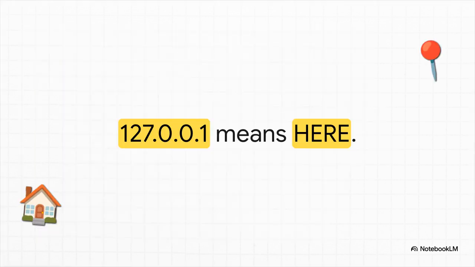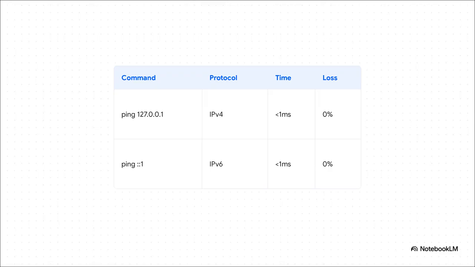Put simply, 127.0.0.1 just means here. It never even touches your physical network card to go out into the world. It's this beautiful, completely safe sandbox, which makes it perfect for local development and testing out software without needing any internet connection at all. And here is the mirror test in action.